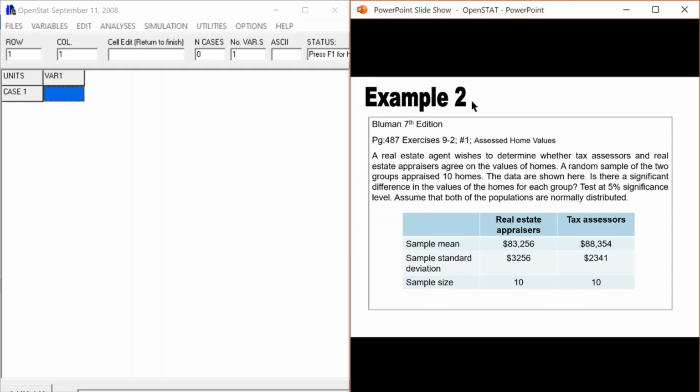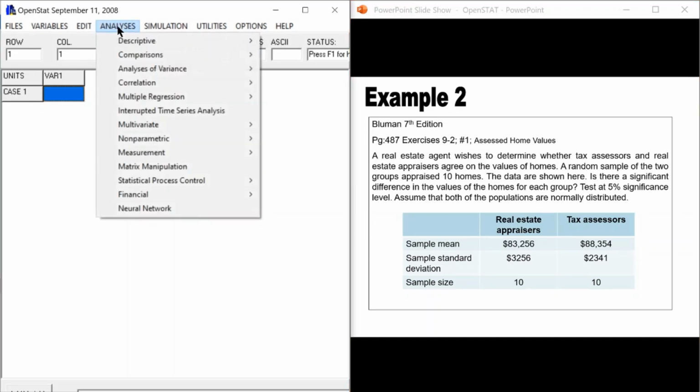Example 2. A real estate agent wishes to determine whether tax assessors and real estate appraisers agree on the values of homes. A random sample of the two groups appraised 10 homes. The data are shown here. Is there a significant difference in the values of the homes for each group? Test at 5% significance level. Assume that both of the populations are normally distributed.